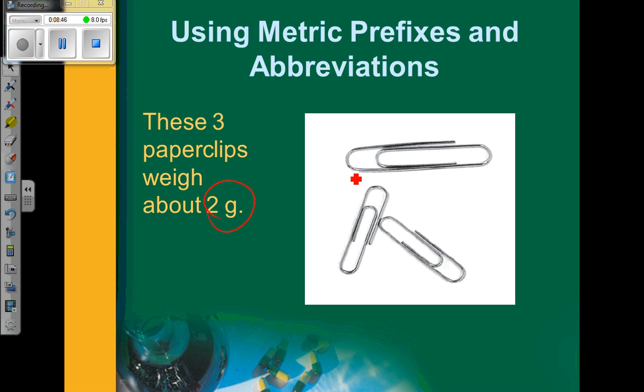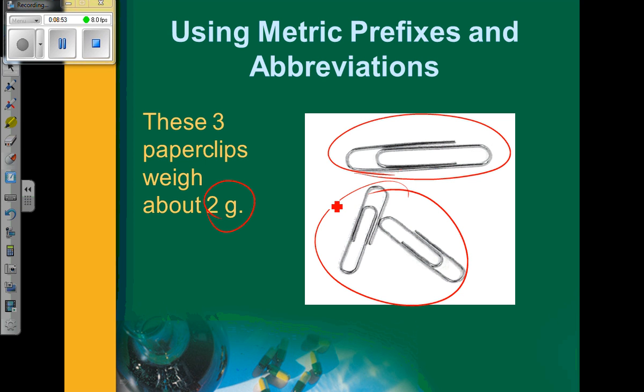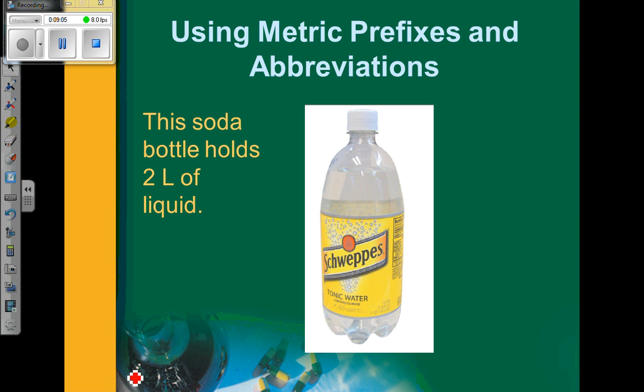One large paperclip, of course, is going to weigh about 1 gram. 2 small ones are going to measure about 1 gram. So all 3 of these paper clips together should measure about 2 grams. So it's kind of to give you an idea of how to visualize the weight of an object. Again, this bottle, of course, contains 2 liters of liquid. Usually the bottles are written out in ounces, sometimes in milliliters as well. So that's where your conversions later on will come in.